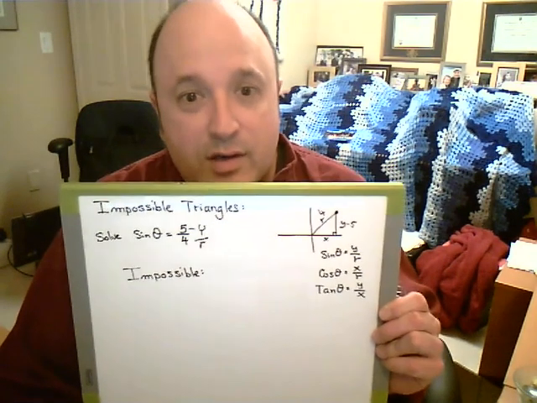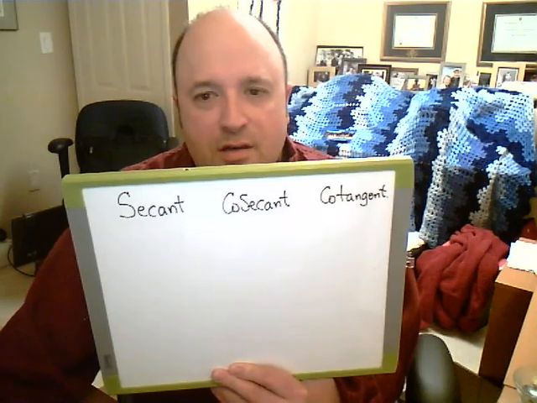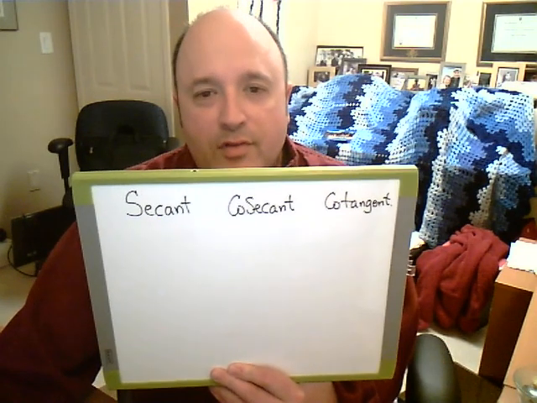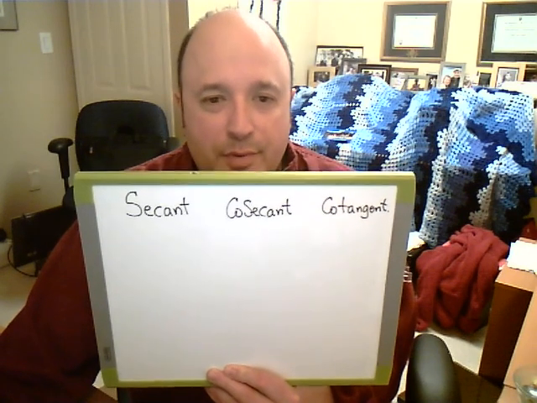Let's have a look at the bizarro cousins of sine, cosine, and tangent. They're called secant, cosecant, and cotangent. If you look on your calculator, you won't find them there because the workaround is very simple.